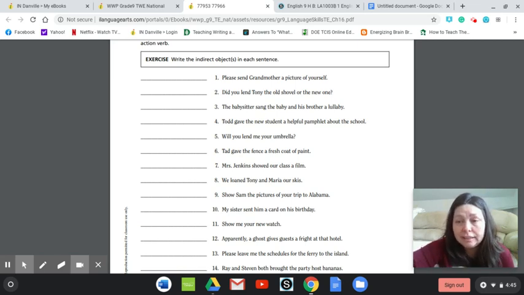Here's one that's slightly tricky. Todd gave the fence a fresh coat of paint. Gave what? Did he give the fence? No, he didn't give the fence. If Todd gave me the fence, then the fence would be the direct object and I would be the indirect object, right? But what Todd gave was a coat of paint. And to what did he give it? The fence. Okay? So fence is actually the indirect object here. I hope that makes some sense. We'll go back over that if it doesn't.